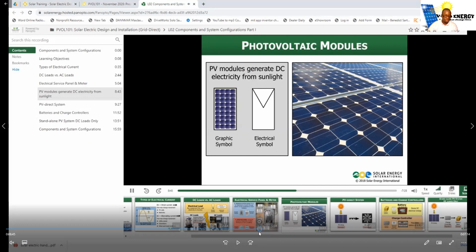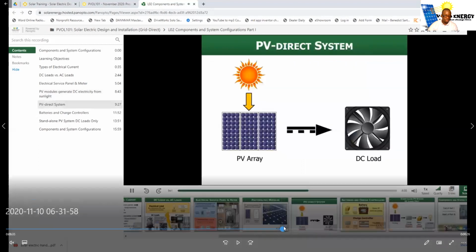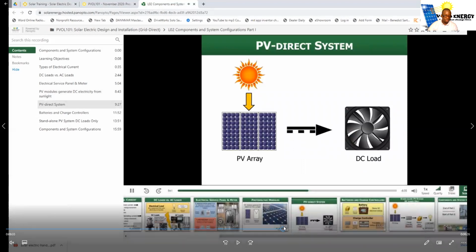There's going to be a provision of electricity by means of DC, which is the PV array, the solar panel. You'll be able to understand that. So also understand these symbols. They're very, very important.